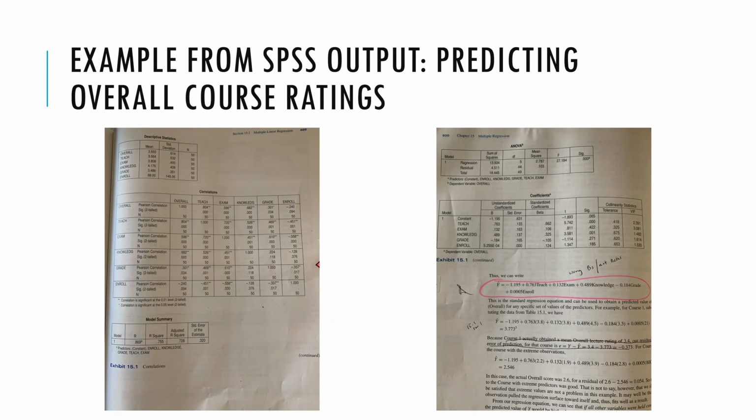75.5% of the variance in overall rating is explained by variability in the combination of teach score, exam scores, knowledge score, grade, and enrollment. 75.5% of the variability in overall score is explained by the combination of those 5 variables. 75%, that's a lot. We rarely find that much.